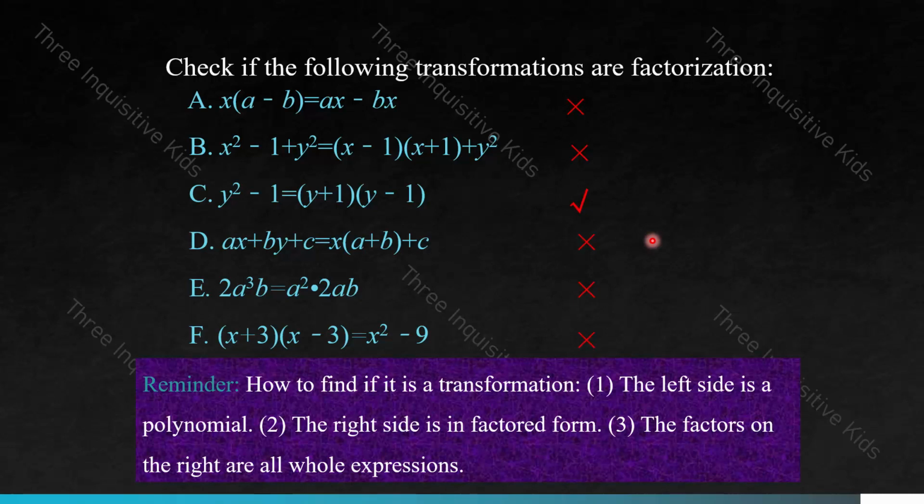So here's how we can find if it is a transformation. Three things. If the left side is a polynomial, if the right side is in factored form, so this is what we call factored form. If it's in this form right here, then it is in factored form. And if the factors on the right are all whole expressions.